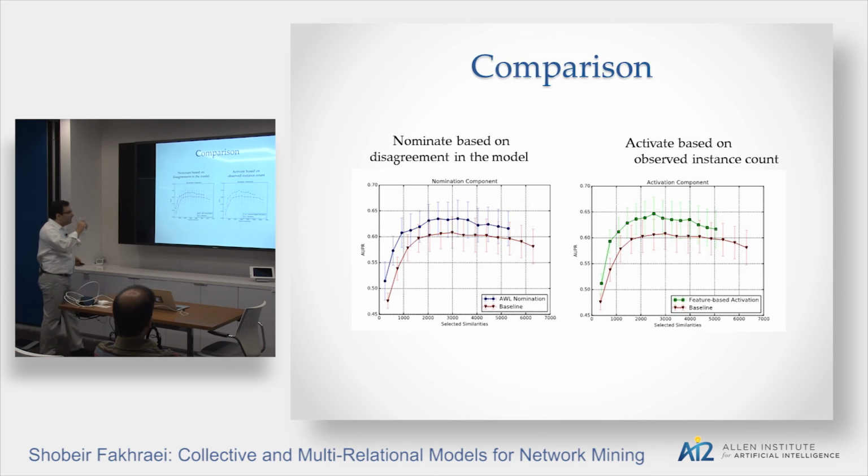And on the left, you can see nominating based on disagreement in the model. And on the right, you can see activating based on observed instance counts. And both of them work better than just looking at the k-nearest neighbors.